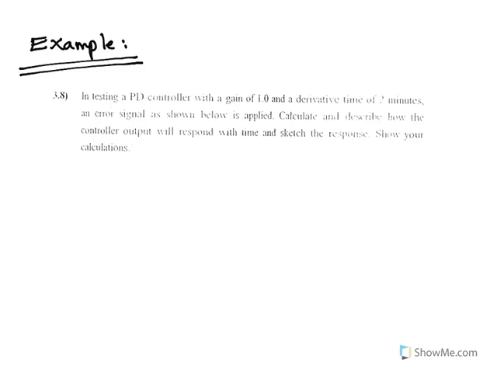Here we have an example of a PD controller. In testing a PD controller with a gain of 1.0 and a derivative time of 2 minutes, an error signal as shown below is applied. Calculate and describe how the controller output will respond with time and sketch a response. Show your calculation.